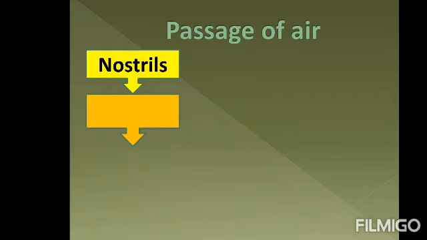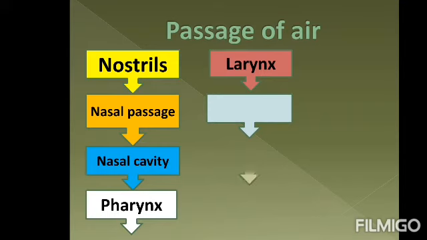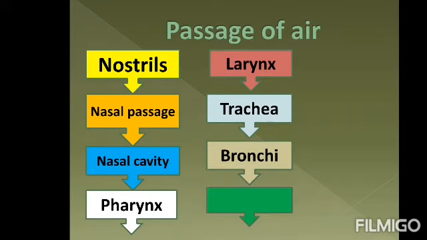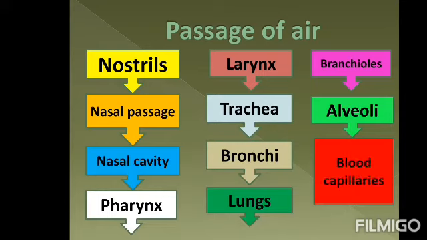Now, the passage of air. First, the air enters through the nostrils. From there, the oxygen is taken up and it enters the nasal passage, then into the nasal cavity, then through pharynx into the trachea, then to bronchi, from there to lungs, from there the bronchioles and the alveoli where the oxygen mixes with the blood in the blood capillaries.